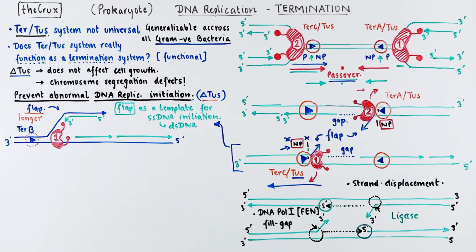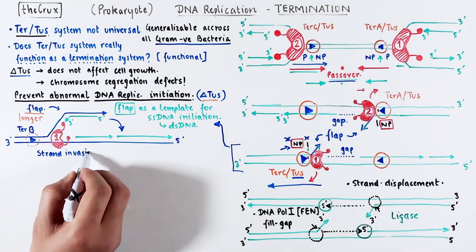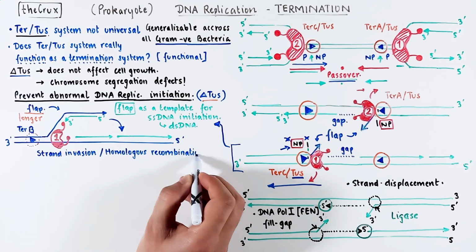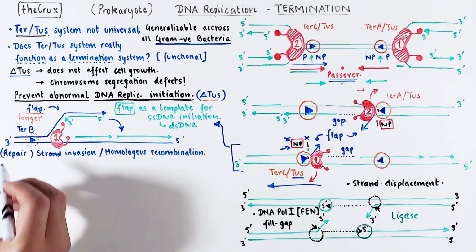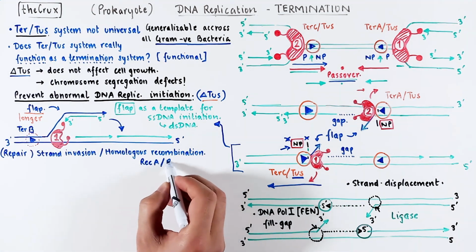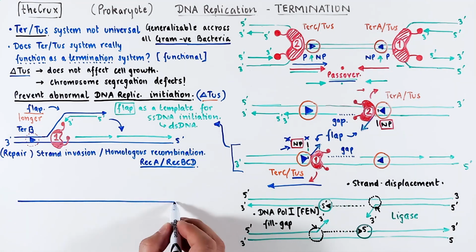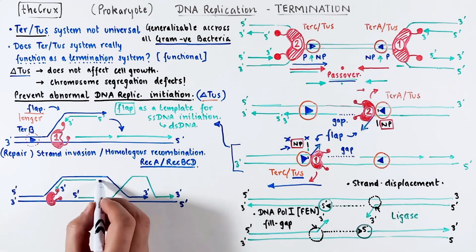Since bacterial chromosomes are circular, this end of the flap is not closed in a loop or a circle. So the bacteria thinks that this is a DNA breakpoint and tries to fix it. So the flap will strand invade and a process called homologous recombination will start. I will not go into the details, but proteins like RecA, B, C, and D are involved in initiating this abnormal repair. And here is a quick sketch of what this strand invasion will look like.